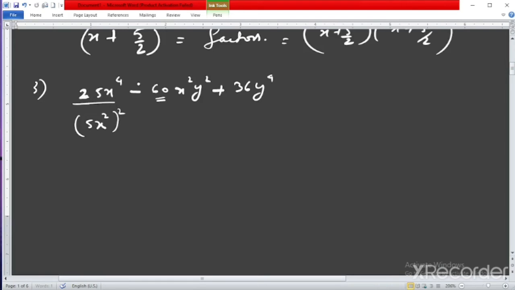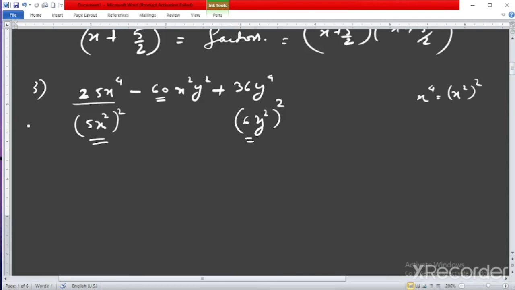We can write x to the power 4 in this form. You can just check x to the power 4. This can be written as x square and again square. So here we have taken that only, and this 25 is taken as 5. 5 square is going to give you 25, right? And this is as such. And what about this? 6 square is 36, and y to the power 4, again you are going to write y square and then further square. So you are given two square terms. It means that this whole expression is what? It is a perfect trinomial square.